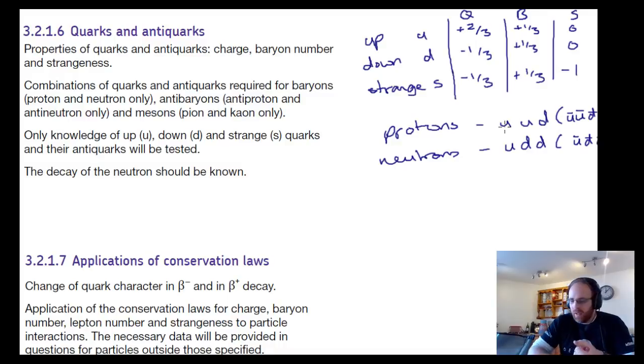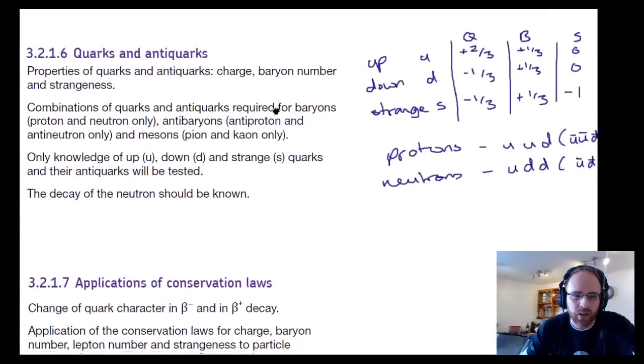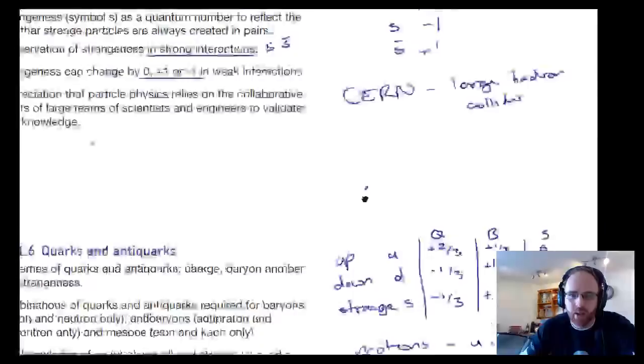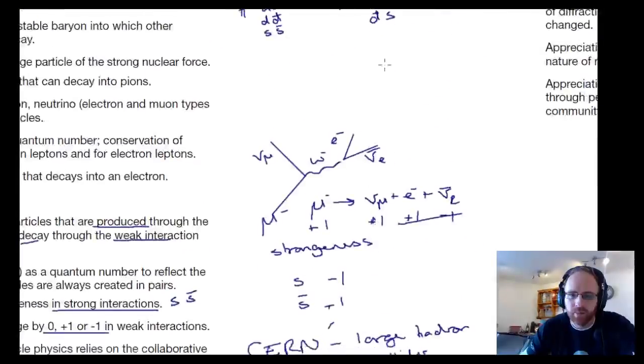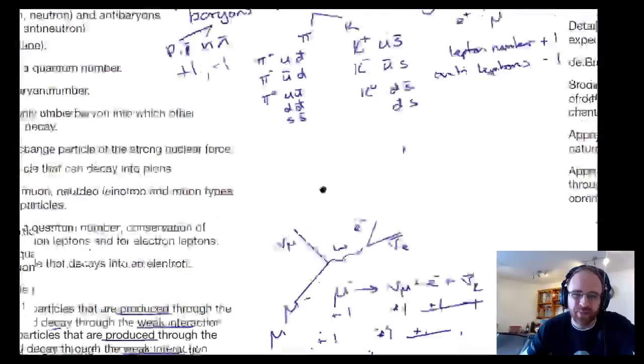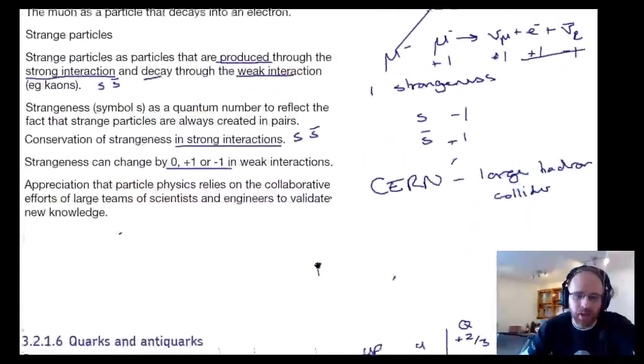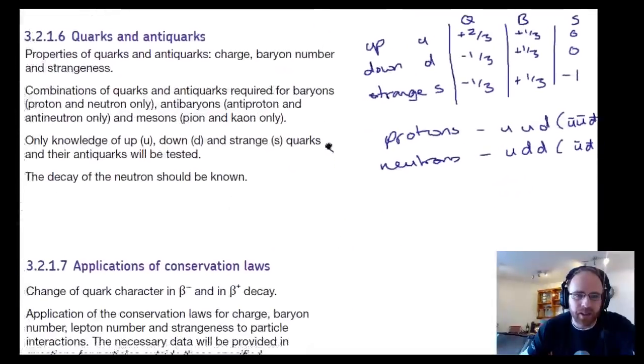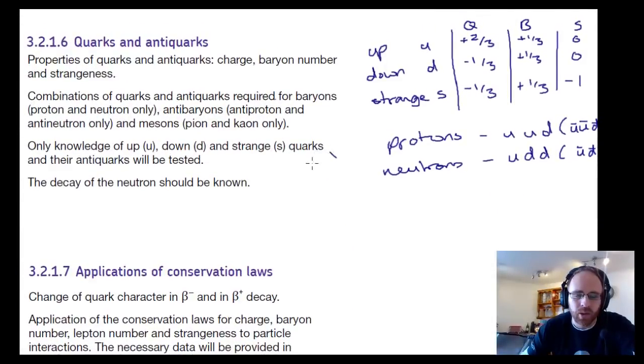We talked earlier about particles which contain strange quarks. The only ones that you're going to be tested on are kaons. Kaons are the only strange particles you're going to be tested on, or have to remember. You might be tested on others, but they'll give you details which will enable you to figure those out.